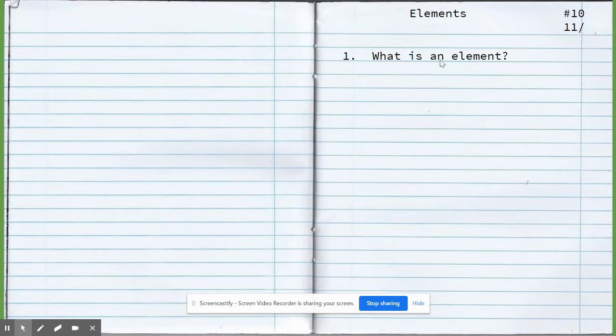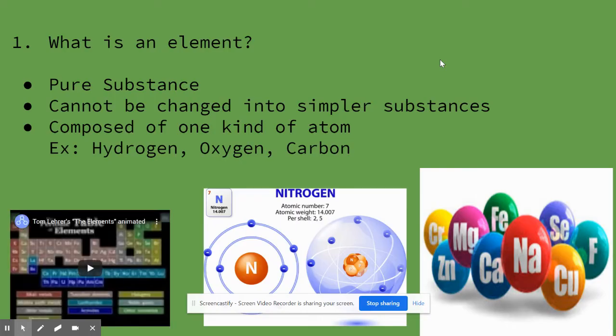So an element's probably a word that you've heard before, and you're probably familiar with some basic elements already. So an element is a pure substance. It cannot be changed into a more simple form. It's composed of only one type of atom. So things like iron, gold, silver, copper, calcium, nitrogen, these are all elements.